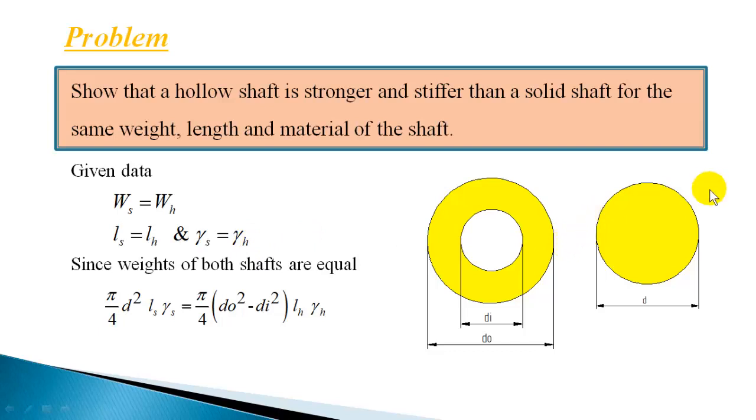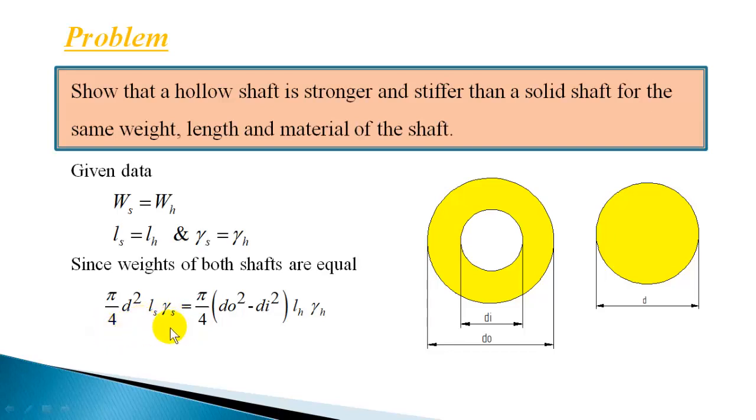Now weight of a shaft is given by volume into specific weight, because specific weight is weight per unit volume. So weight of a shaft is volume into specific weight. Here volume of a shaft is cross-sectional area into length. So that multiplied by specific weight will give the weight of the shaft. For solid shaft, the weight is pi by 4 d square, which is the cross-sectional area, into length. That will give the volume, multiplied by specific weight.